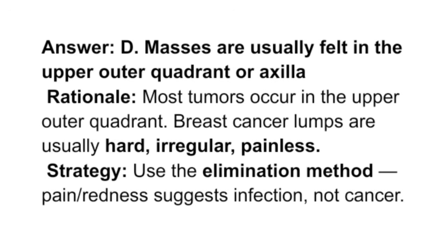Answer: D. Masses are usually felt in the upper outer quadrant or axilla. Rationale: most tumors occur in the upper outer quadrant. Breast cancer lumps are usually hard, irregular, painless. Strategy: use the elimination method. Pain/redness suggests infection, not cancer.